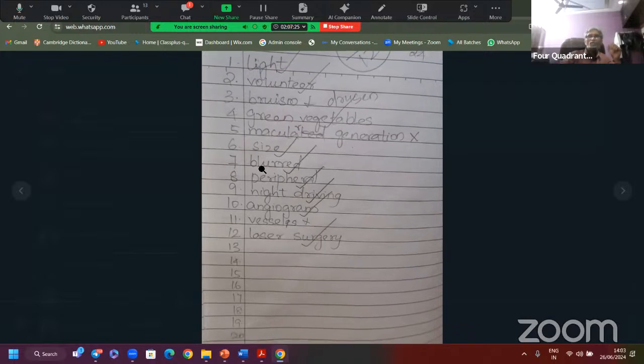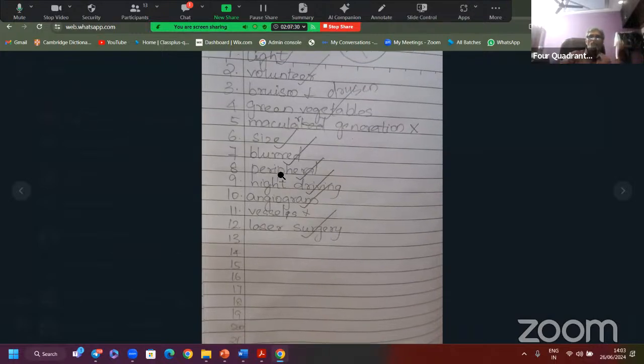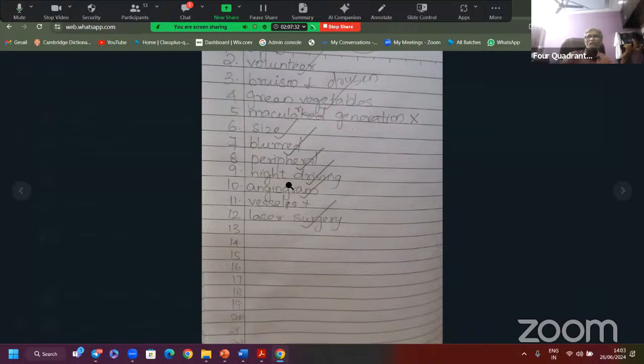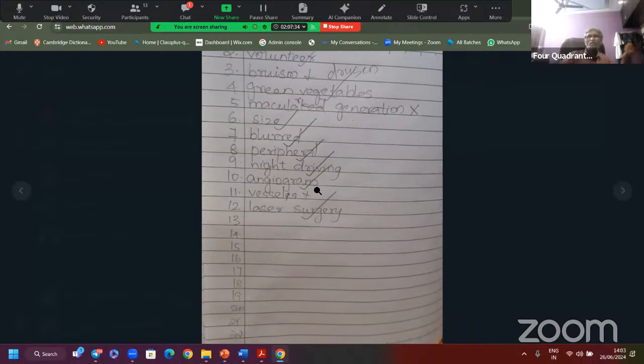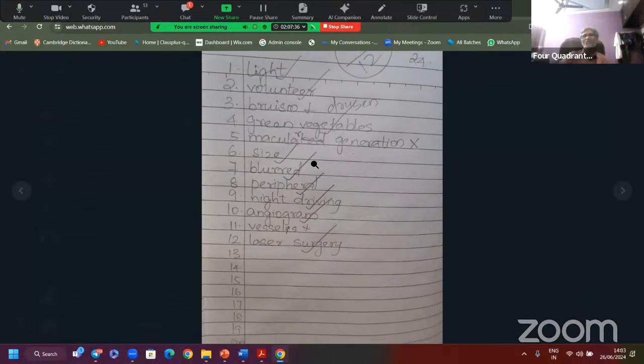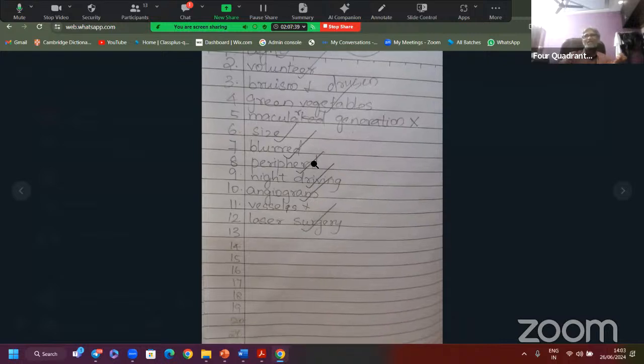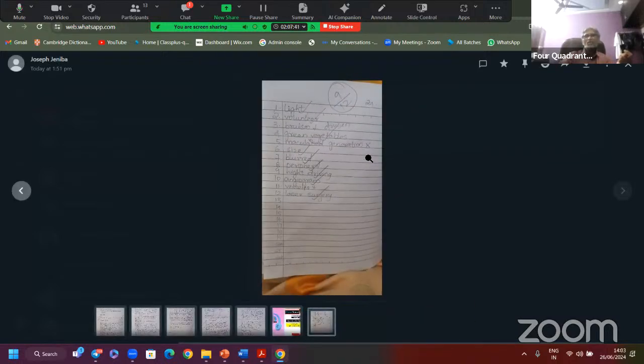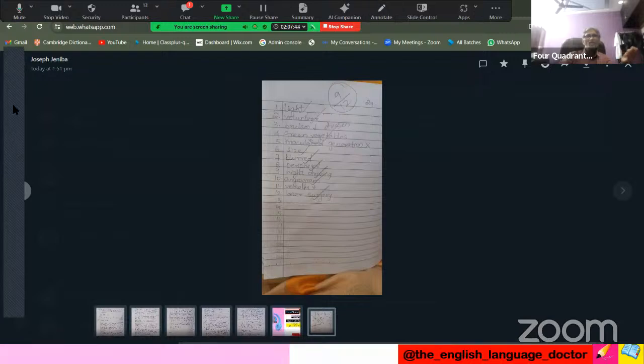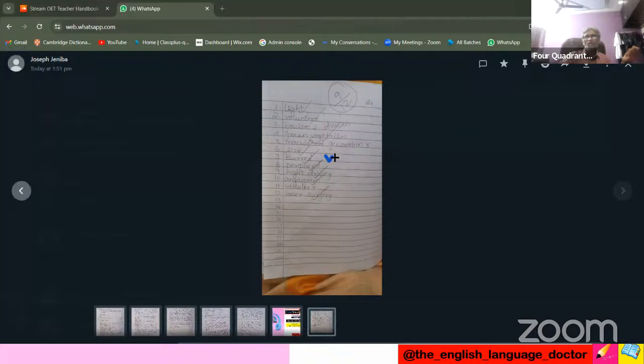Blurred. L and U together looks like W for me. Careful. Peripheral. R and I. Why did you join them? Night driving. Angiogram. Don't tick on the answer. Now tick. Put a tick by the side. Why so much? You can put a small tick to one side, like this. Little, light, this side. Not on the word. It doesn't look very neat, right?